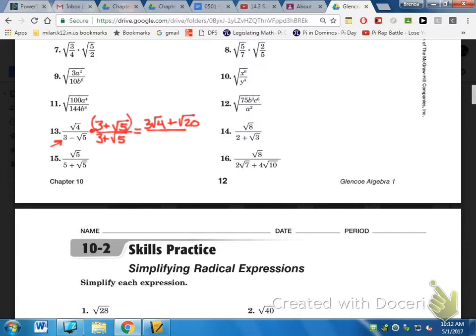On the bottom you're going to do FOIL. So first would be 3 times 3, or 9. Outer would be positive 3 radical 5. What's the inner going to be? The negative of that. Negative 3 radical 5. See why you multiply by the conjugate? That's going to fall out. And then when I get to the last term, it's a negative times a positive. So negative radical 25.